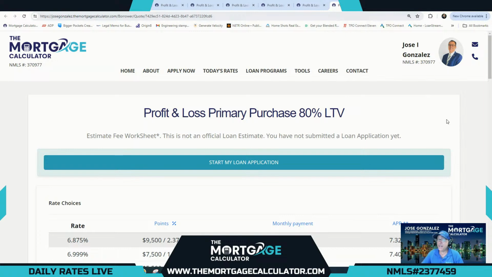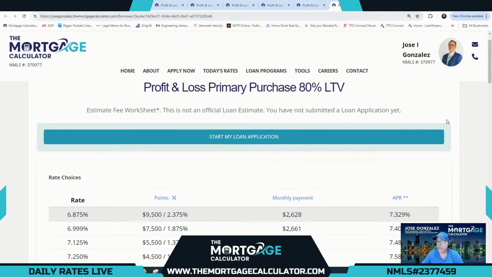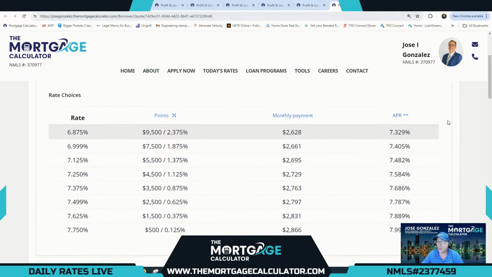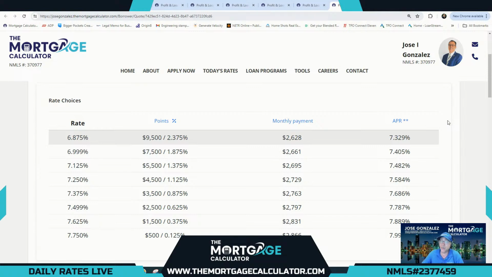Now our 80% LTV option, 20% down, the rate gets even better. 7.75 is our lowest cost option, almost at par. And you can buy that down all the way to 6.875%. Pretty amazing.